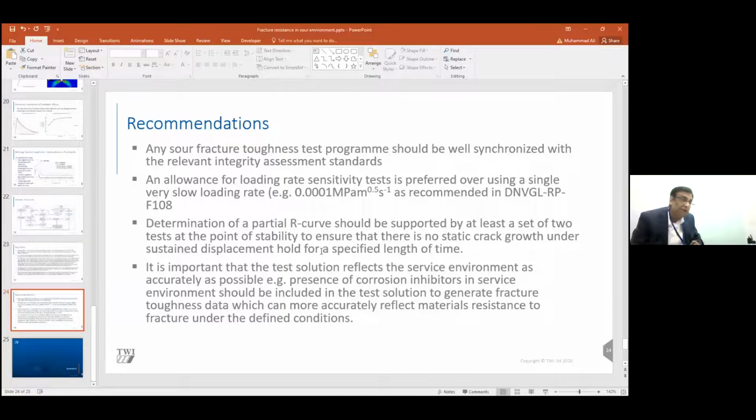And I think this has been stipulated in many well-established guidances, for example, BS 791.